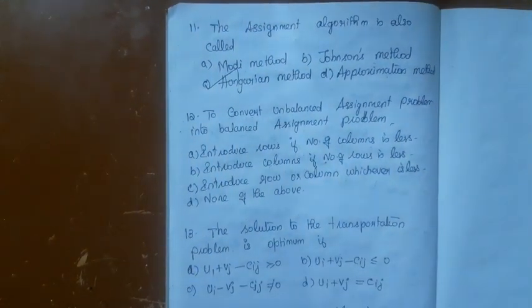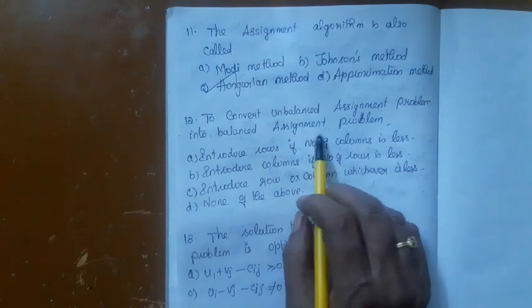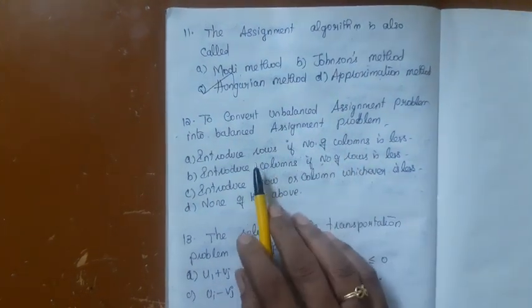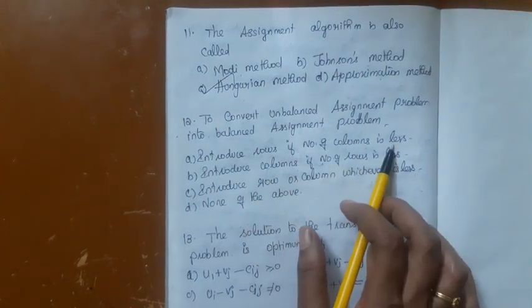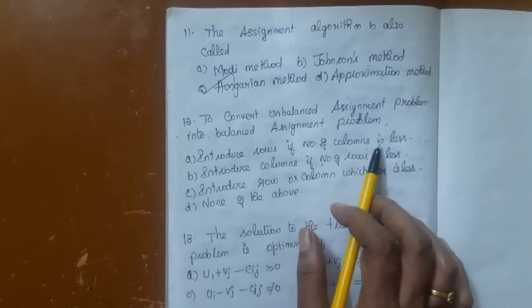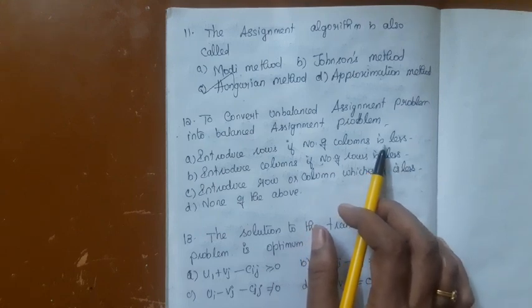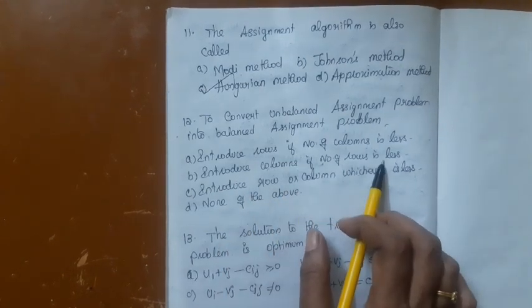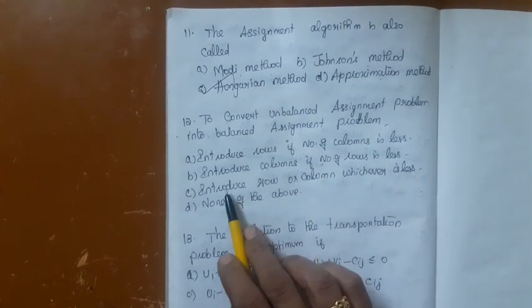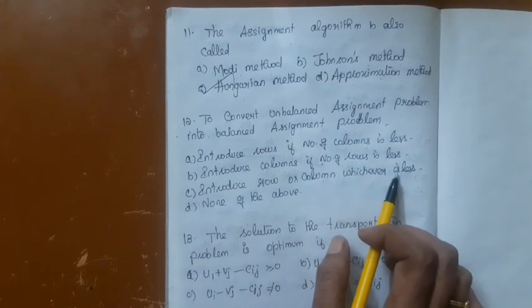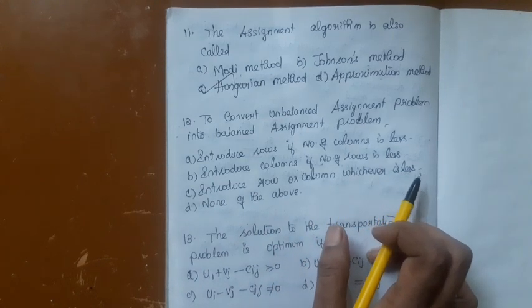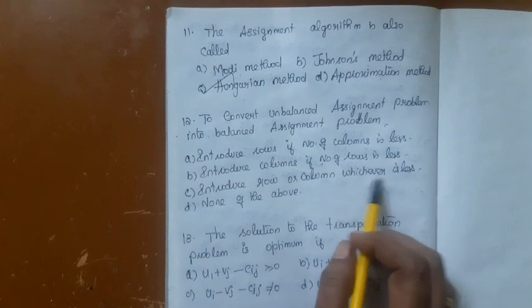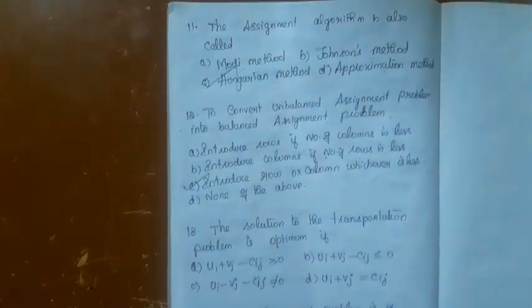To convert unbalanced assignment problem into a balanced assignment problem, introduce rows if the number of columns is less. No, this is wrong. If the number of columns is less, you should introduce columns. Introduce columns if the number of rows is less. This is also wrong. Introduce row or column, whichever is less. If rows are less, introduce rows. If columns are less, introduce columns. So this is the correct answer.